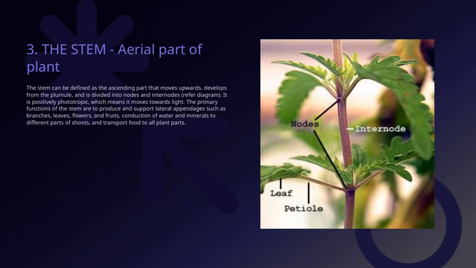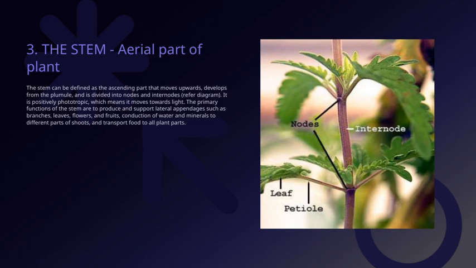The stem can be defined as the ascending part of the plant that moves upwards, developing from the plumule. It's divided into segments called nodes and internodes, which you can see in the diagram. An important characteristic of the stem is that it's positively phototropic, meaning it naturally grows towards light sources. The primary functions of the stem are quite vital.